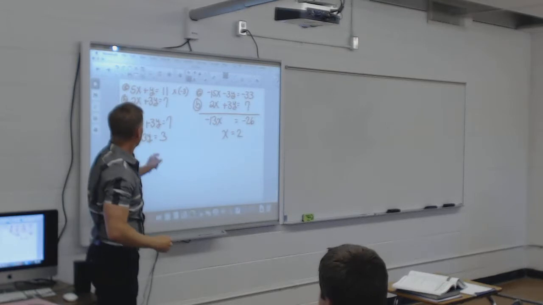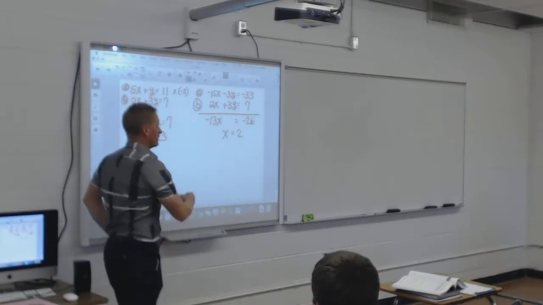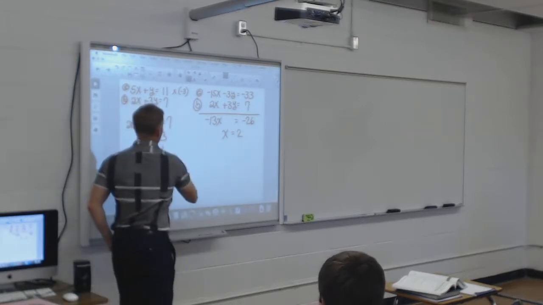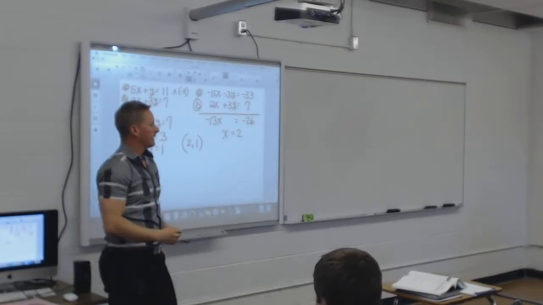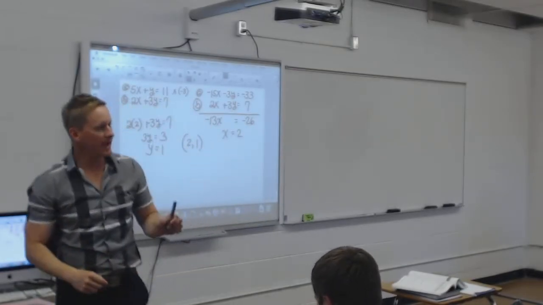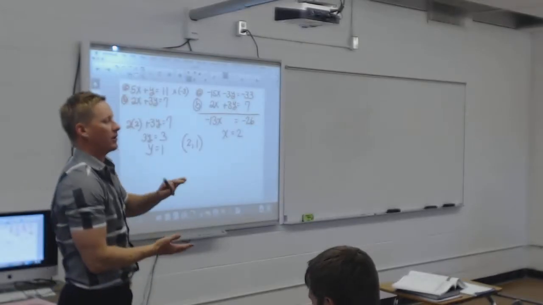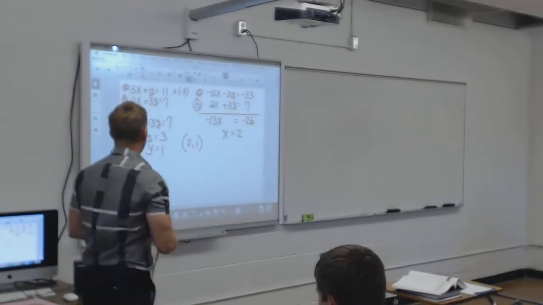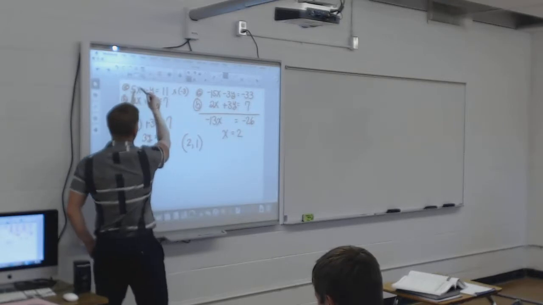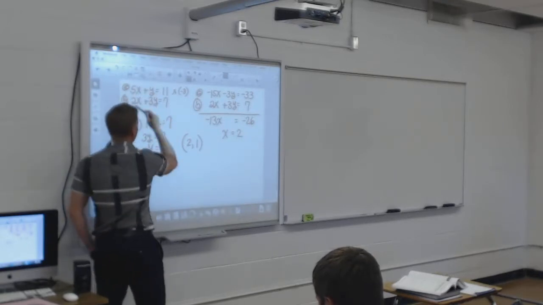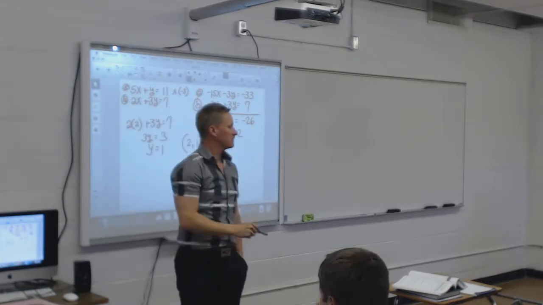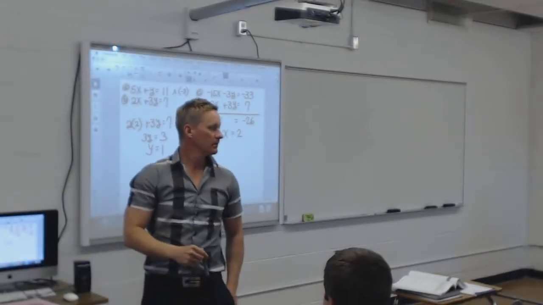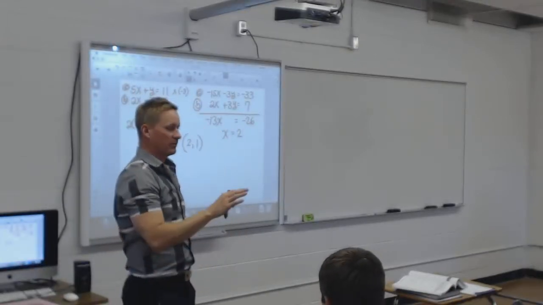3? I know that was a hard one. Okay? Y is equal to 1. So my answer was 2 and 1. Exactly the same finish to that question. Then you can take this value, substitute it in here. 5 times 2 is 10, plus 1 is 11. Works. Okay? Everybody's okay so far?